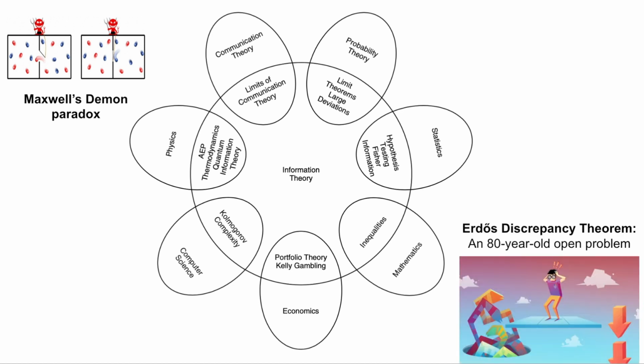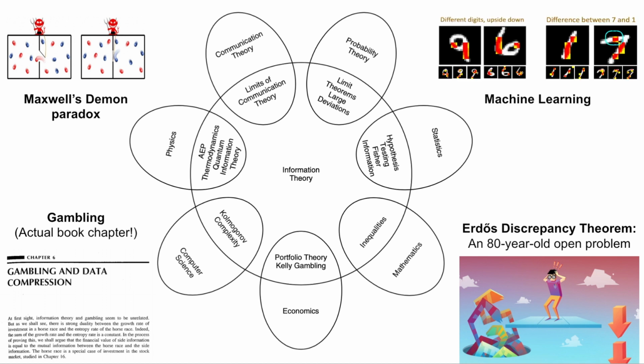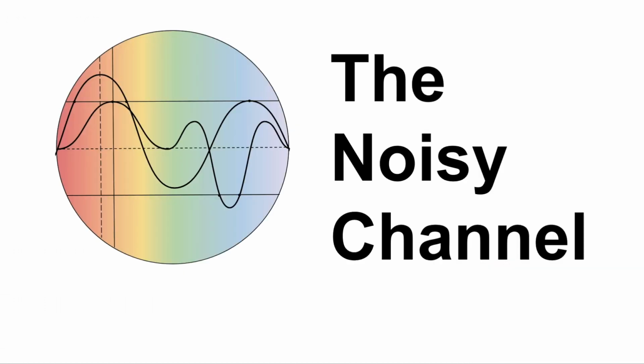In 2015, mathematician Terry Tao solved the Erdős discrepancy conjecture, which had been open for 80 years, and explained his solution using entropy of random integers. In economics, our understanding of gambling is enhanced by using information theoretic tools. Finally, machine learning has benefited from information theoretic results about the difficulties of learning classifiers from noisy data. Now we hope you'll understand why we love noisy channels so much.